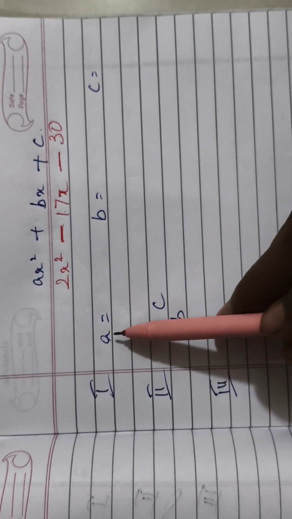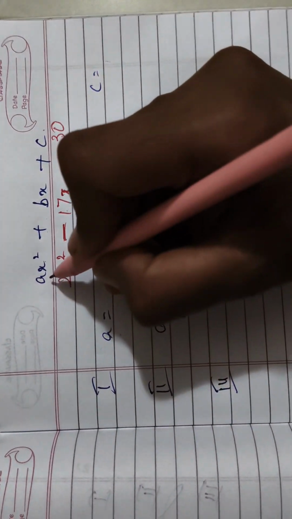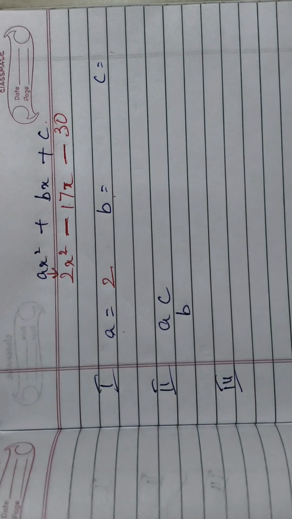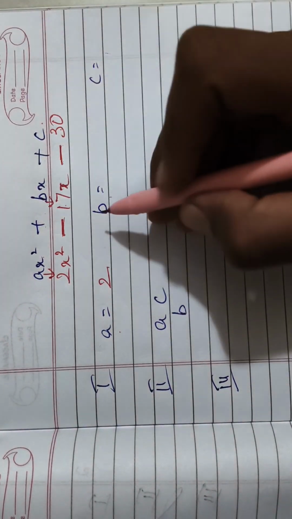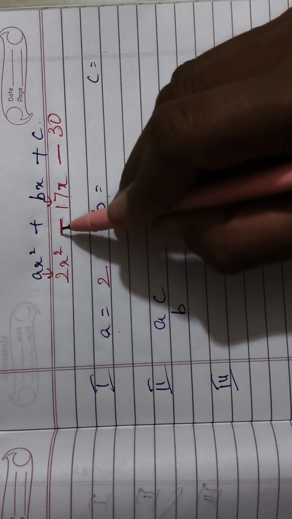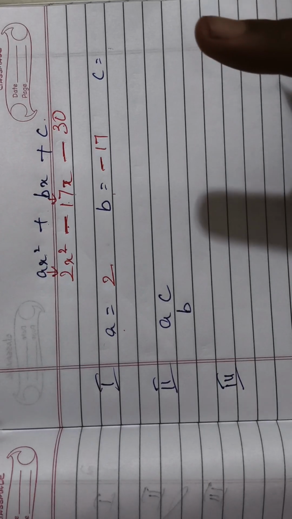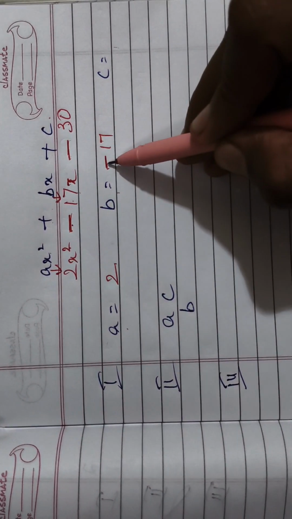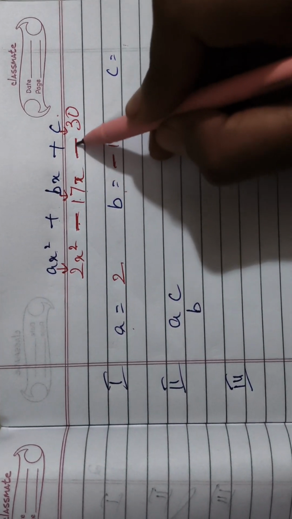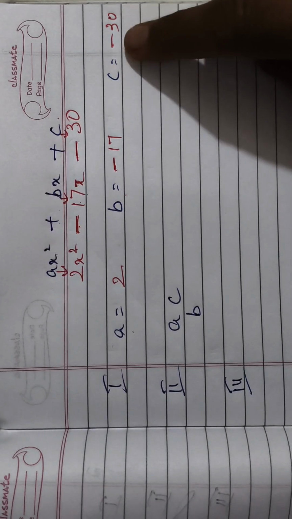So your first step is to identify A, B and C. What is A? Very clearly A is positive 2, so I'm going to write 2 here. What is B? Very clearly it is 17, but always write it along with the sign. So it is negative 17. Again I'm repeating, along with the sign. It is minus 17. Similarly, what is C? It is minus 30. This is very important to write along with the sign.